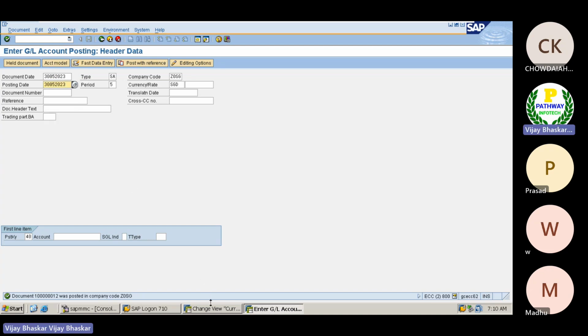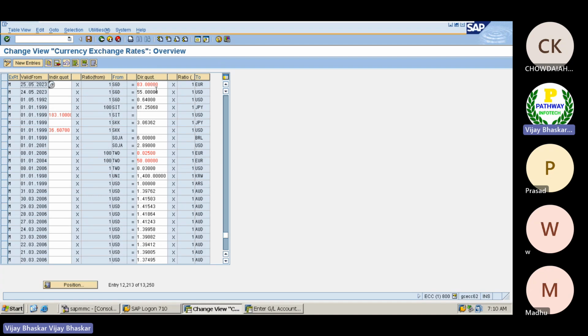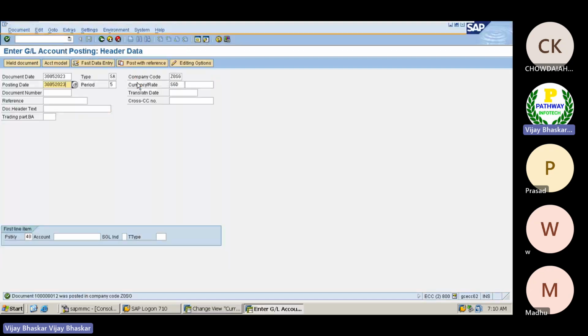As I mentioned here in the scenario, the last update happened in the system on 24th of May. But now the document which I am posting on 30th of May, the exchange rate has changed. The exchange rate as on 30th of May should be 85 rupees. See, I'm just giving the 85 here manually. It's not the system rate, it is my own rate. Let's see whether the system is going to consider it or not.